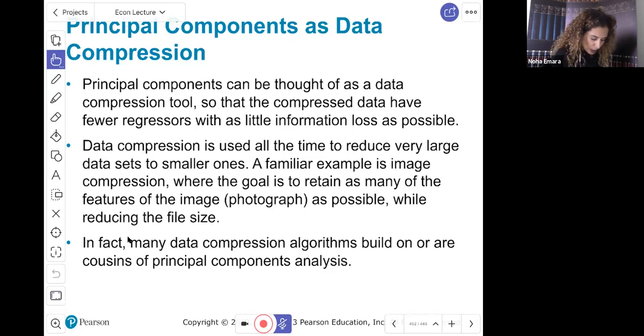This is an example telling us that a familiar example is image compression. So what the principal component is doing is a compression of the variables. And this is similar to the compression of an image, right? When you compress an image, you retain the main features of the image, but you want to reduce the file size. That's the same idea.